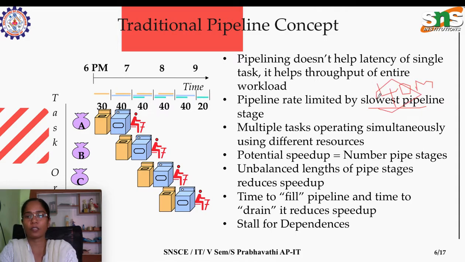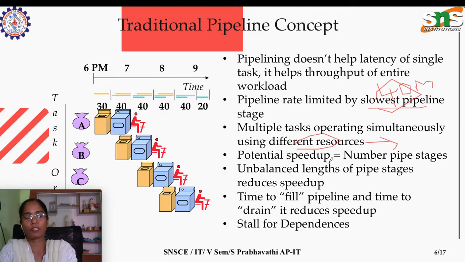Excuse me for that. And so the pipeline rate is limited by the slowest pipeline stage, and multiple tasks operating simultaneously using different resources. What does it mean? Multiple tasks operating simultaneously. Yes, multiple tasks in the sense washing, drying, and folding using the different resources like a dryer, washer, and the folder, is it not?